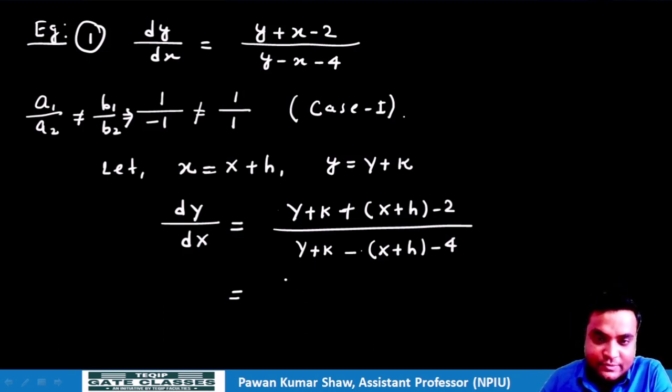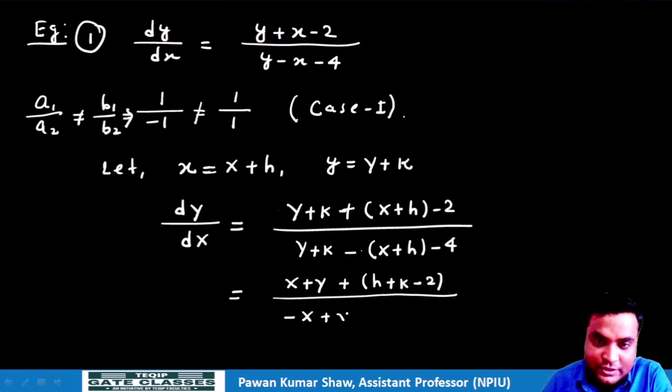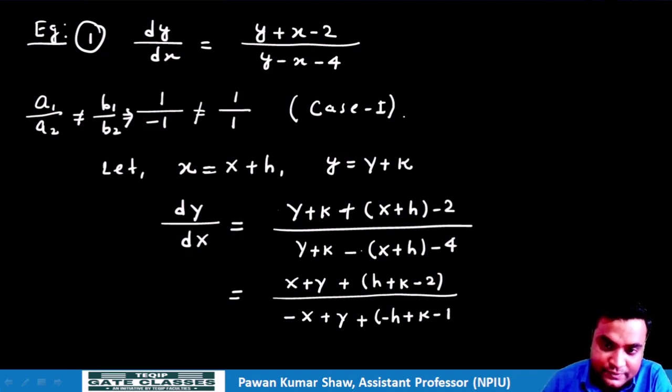So we can write X plus Y in the denominator, and the other thing will be H plus K minus 2, and in the denominator we can write minus X plus Y, and the other thing will be minus H plus K minus 4.